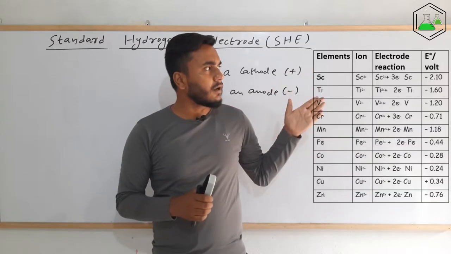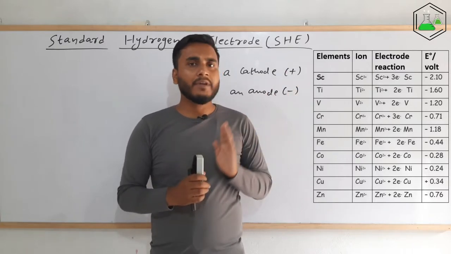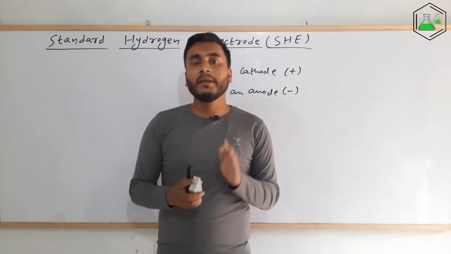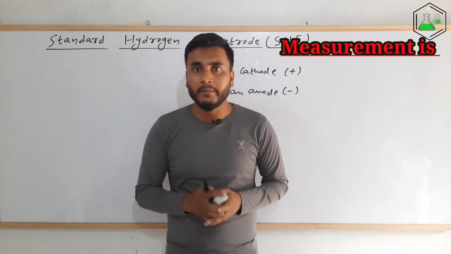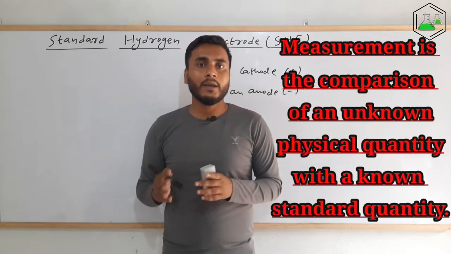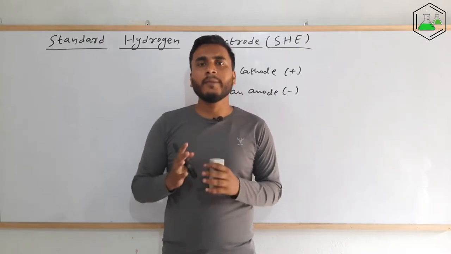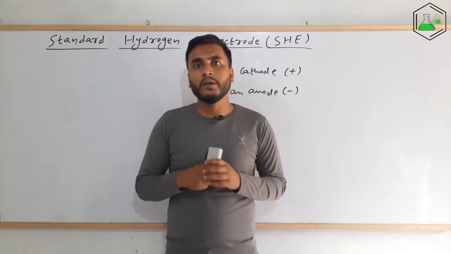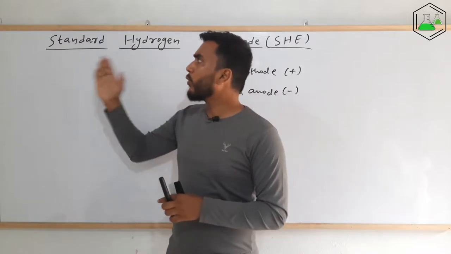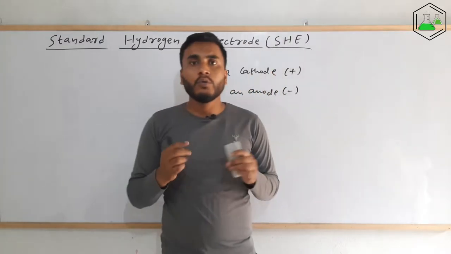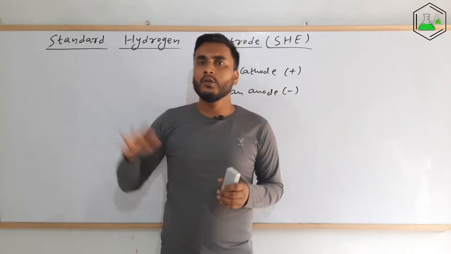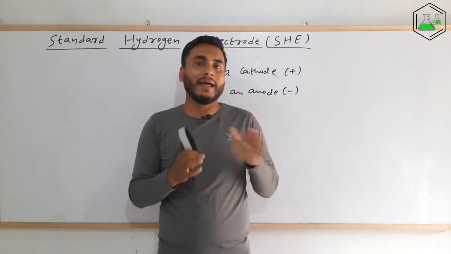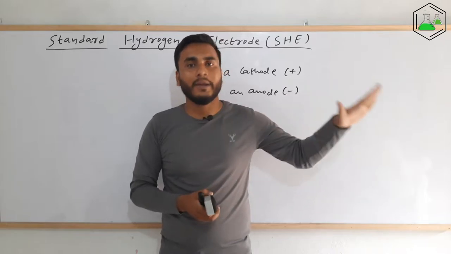But still, you can see over here, there are some examples of electrodes having some electrode potential. How do we calculate the electrode potential of a single electrode? How did we know that? Then remember the concept of measurement. What is measurement? Measurement is the comparison of an unknown physical quantity with a known standard quantity, right? So if we use the same concept, we just need a known quantity and we need to compare the unknown quantity with that known quantity to get the value. In this case, that known quantity is the standard hydrogen electrode whose electrode potential we know. Now we will use this electrode in order to compare and we can find the value of the electrode potential of other electrodes as well.